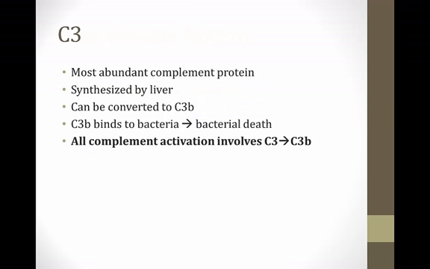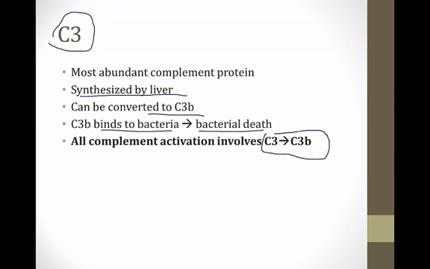Of all the different complement proteins, the most abundant is C3. It's synthesized by the liver and it can be converted to C3b. And when stable C3b binds to bacteria, this leads to bacterial cell death. And all the different pathways of activation of the complement system involve the conversion of C3 to C3b.